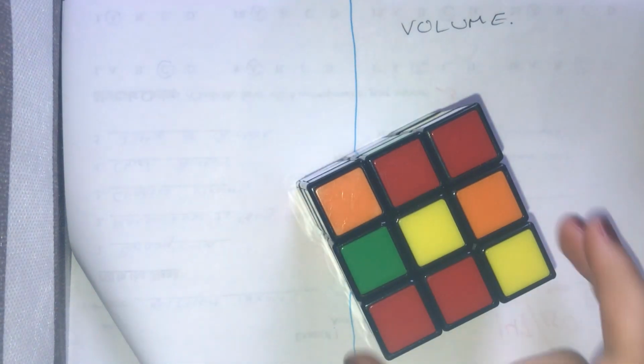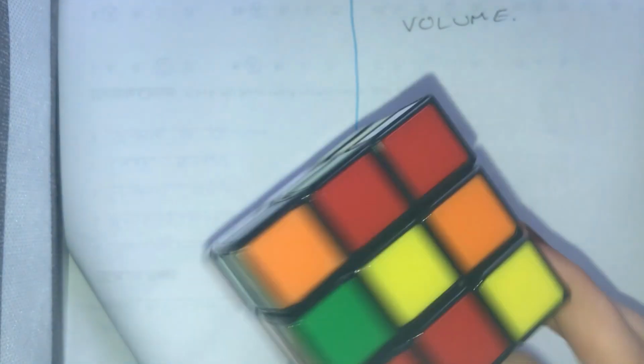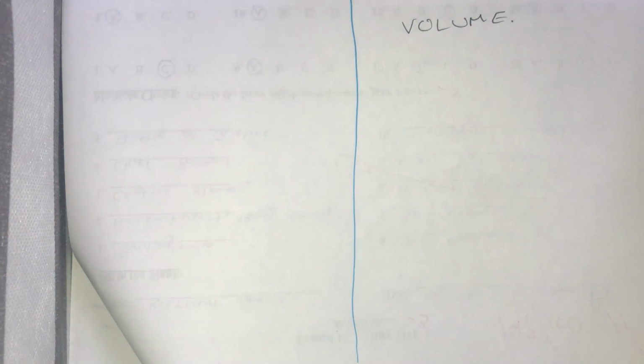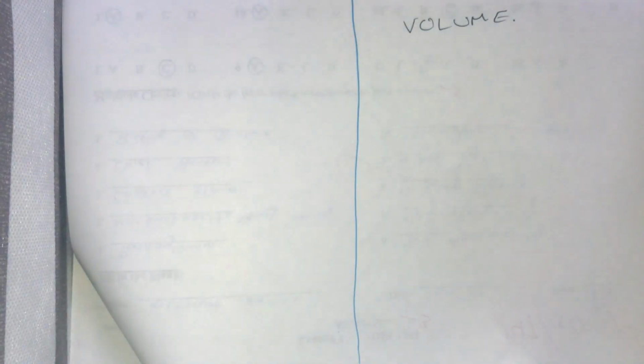Volume is the space occupied by a shape. Usually volumes are for 3D objects. What I mean by 3D objects are cubes. You see, it's a 3D object, a cuboid, okay, a sphere, a pyramid, and a cone. I don't have a cone, sorry. So let's begin.